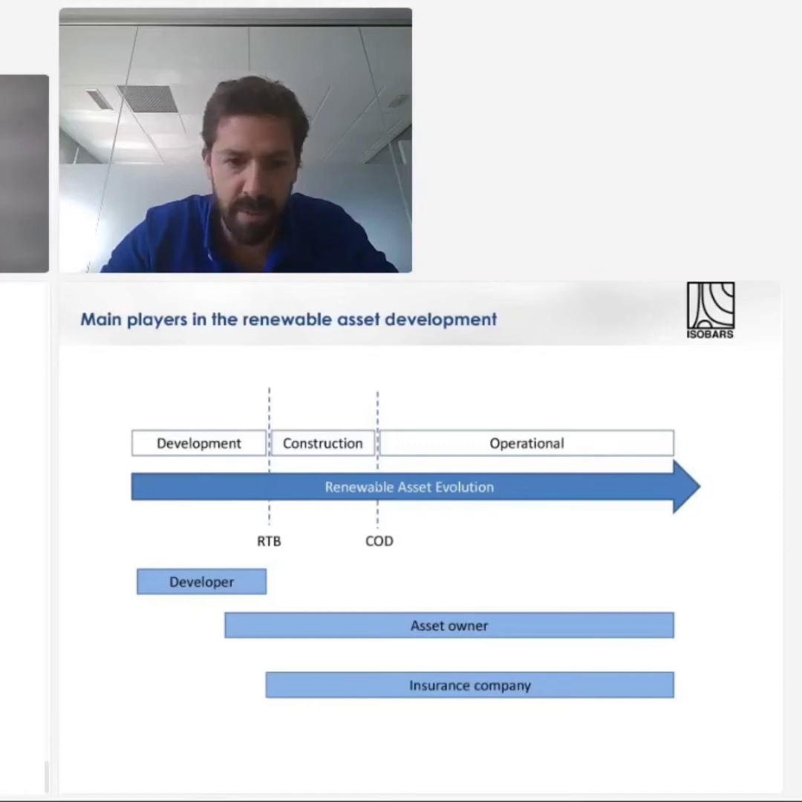The first one is the greenfield stage. That is between when you have a rural plot until you have the construction. So this is the development and construction phase. There you have until the RTB, the ready to build phase. You have the developer. That is the first and the main principal actor in that phase. They mix with the asset owner because usually they bought the asset in that phase, and the insurance company that they are going with the asset owner until the end of the asset. Okay.